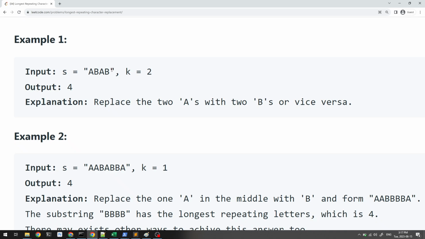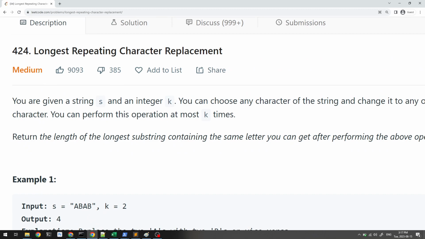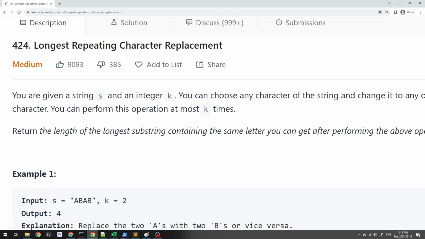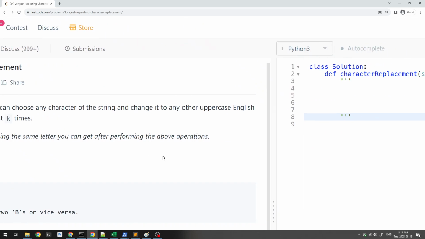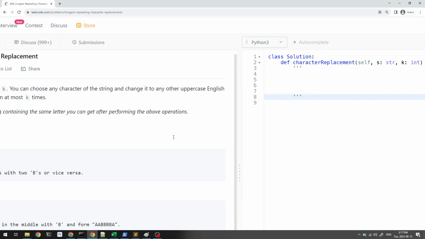But really, the trick in this problem, and I wouldn't really put this as medium, I would kind of put this as harder, simply because the trick is a little bit harder to understand. But once you understand the trick, then the question actually becomes really simple. And to motivate the trick, let's consider a simple example here.